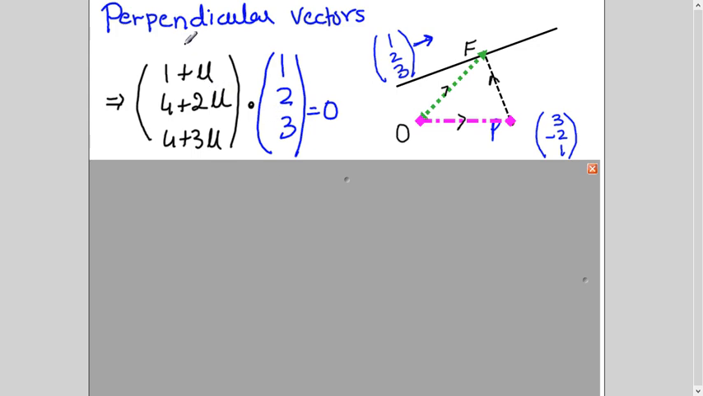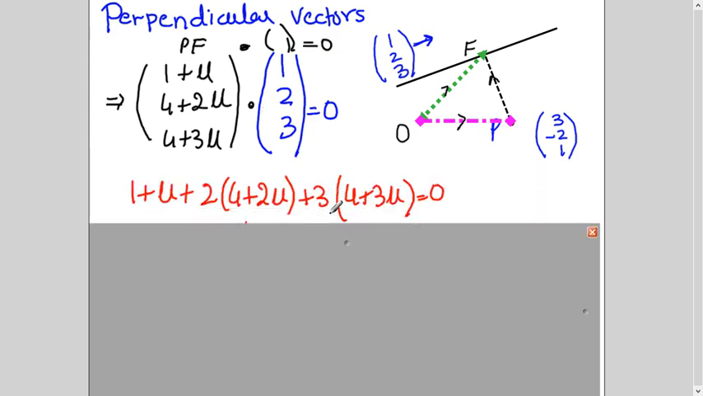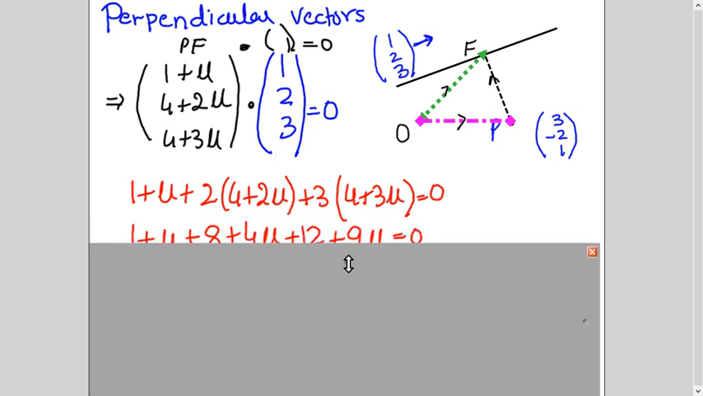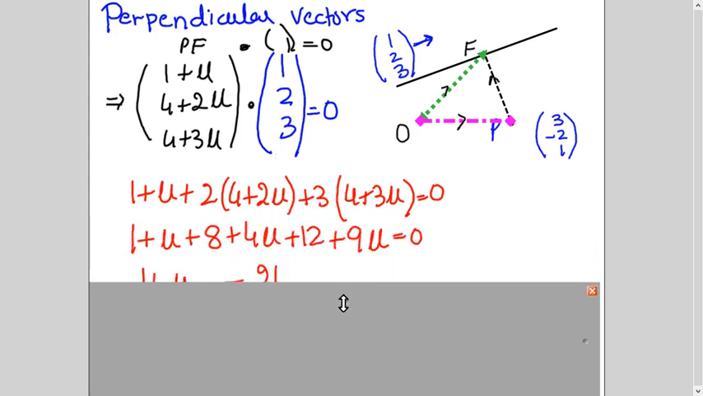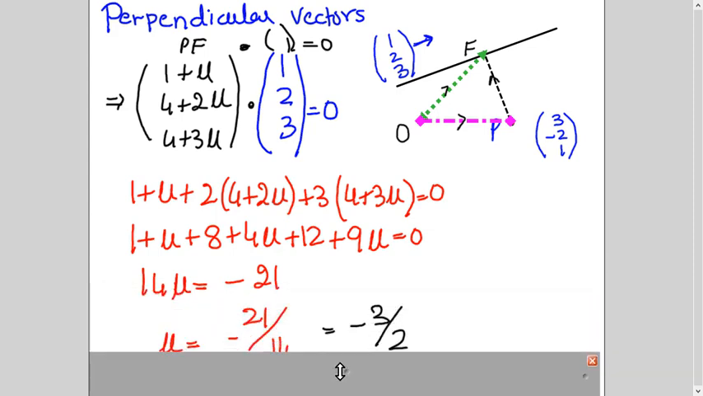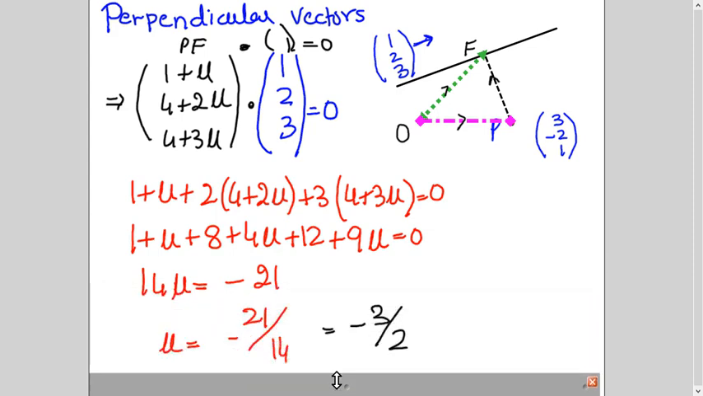So this is my PF, right? And this is the direction of the line. So I am taking the dot product of these and it will give me answer 0. So it will help me to solve an equation. Now I will multiply this by this, plus this by this, plus this by this. You know how to find the dot product. And then I will get the value of mu. So the value of mu I'm getting is minus 3 upon 2.